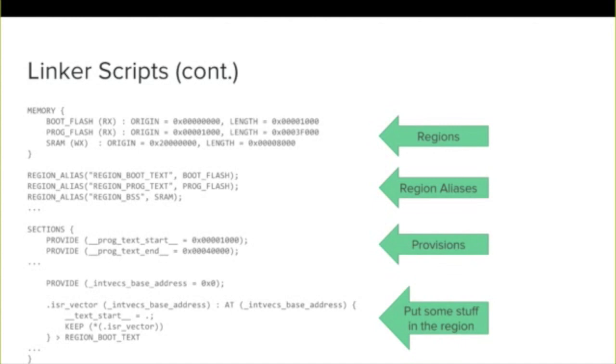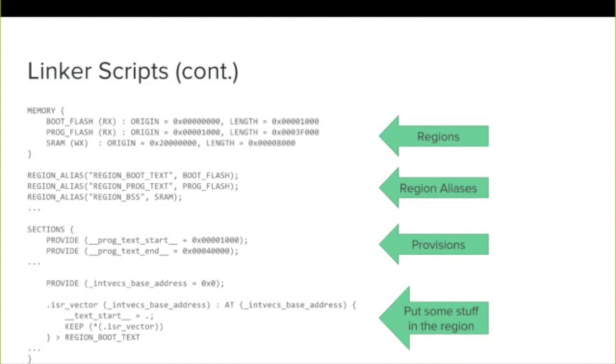All right? Then we're going to define some aliases. I want to use the name region boot text to refer to boot flash. That's totally arbitrary, and it's mainly so I can make this nice and clean to read. I'm going to take the ISR vector, the vector table, and put it into region boot text. That's what this little arrow means. It means stick it in there. And we also alias prog flash as region prog text.